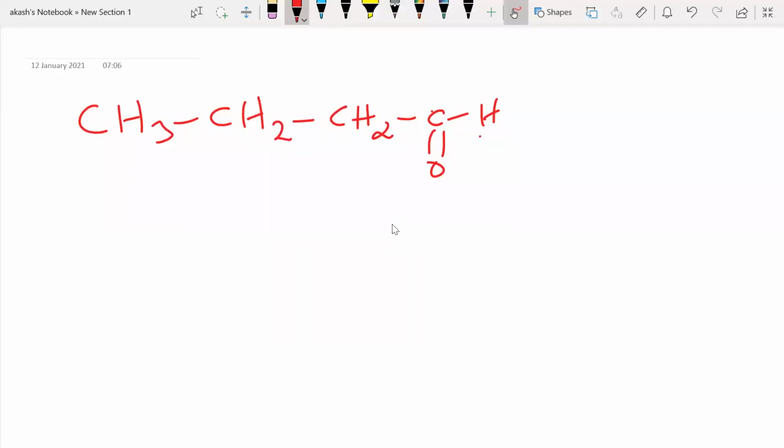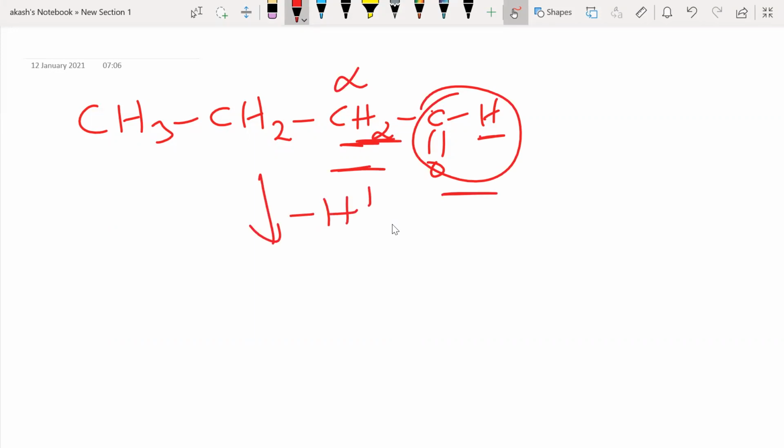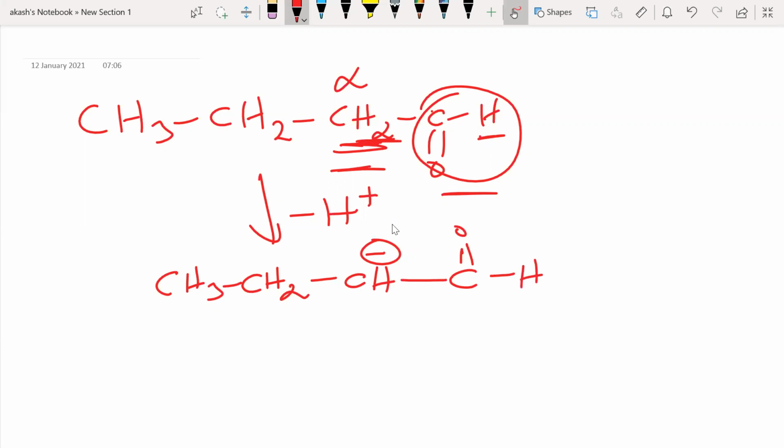Right. Now what is the alpha position here? This is the carbon containing the functional group. This is my functional group, so this is my alpha carbon atom. If you remove this hydrogen, guys, I'm really sorry, that is not the thing which you have to do. This is the functional group. This is the carbon atom which is in the alpha position, and these hydrogen atoms here are the alpha hydrogen atoms. So now I remove H plus from the alpha position. What you will have is CH3, CH2, CH, and I obviously have a negative charge because you removed an H plus from this, and this stays C double bond O and H.